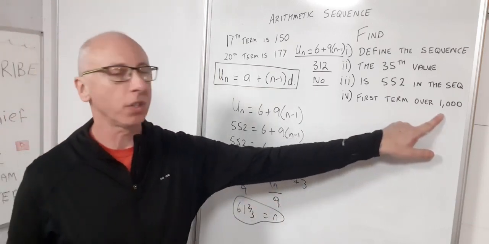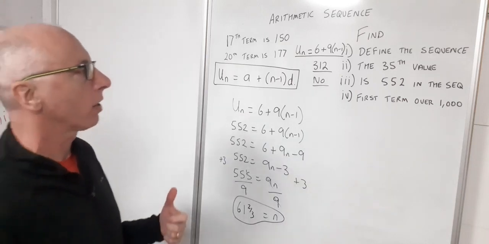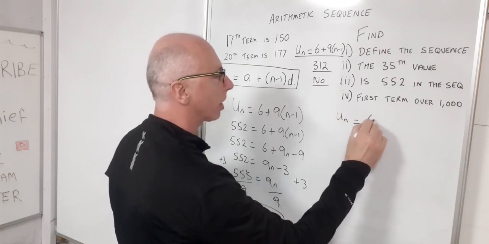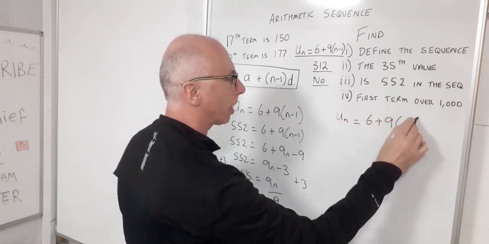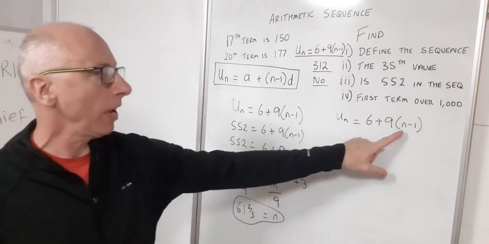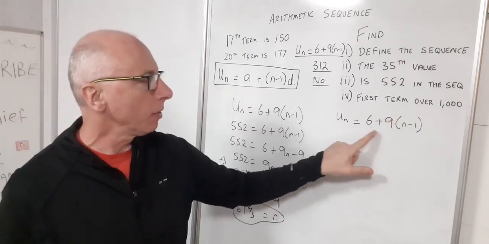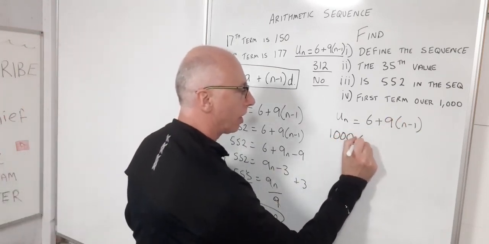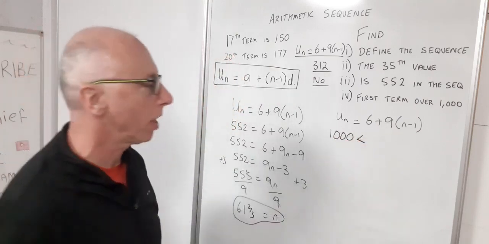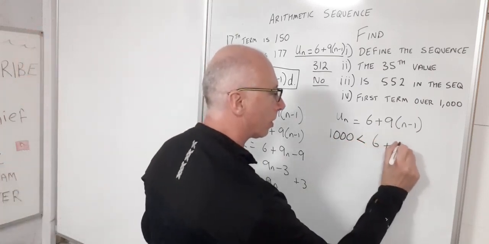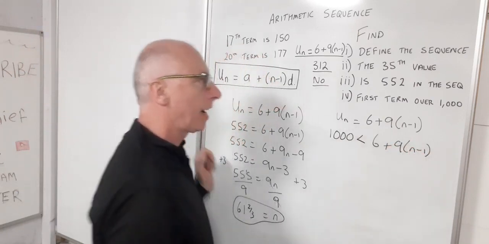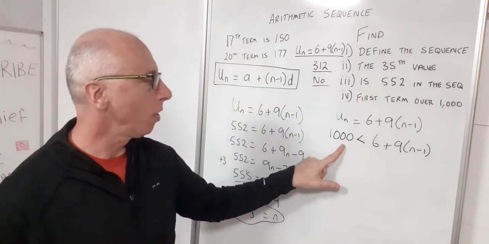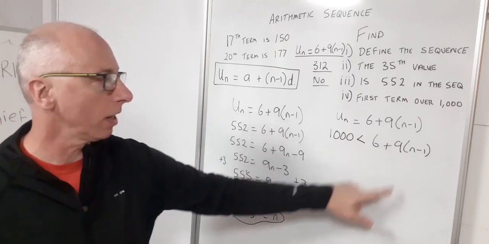Right, now let's find the first term over 1000. So what we're looking for now, use this formula again. Un equals 6 plus 9 times (n minus 1). So we need a value of n where the value here will be over 1000. So what we want to do now is set 1000 is less than 6 plus 9 times (n minus 1). Now, first term over 1000, so 1000 is not included. So it's strictly, the 1000 must be less than the value on the right hand side.